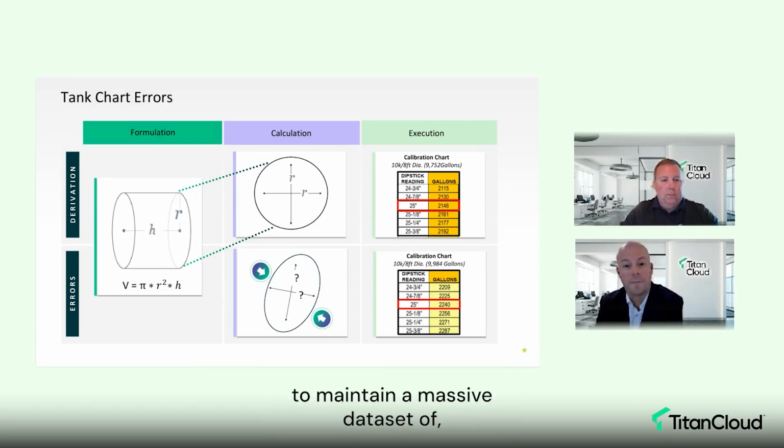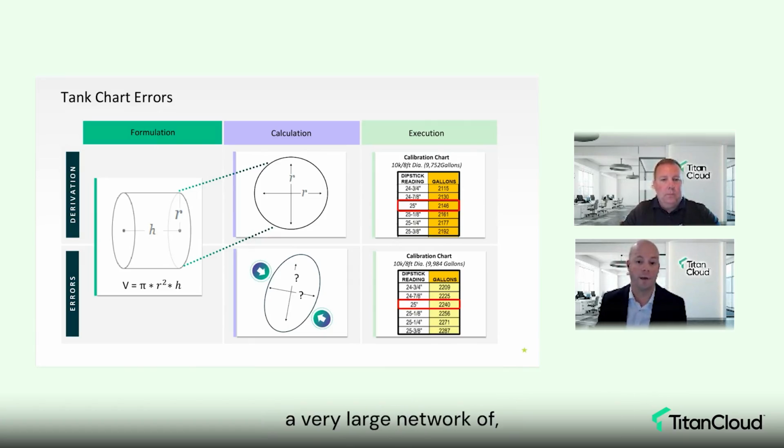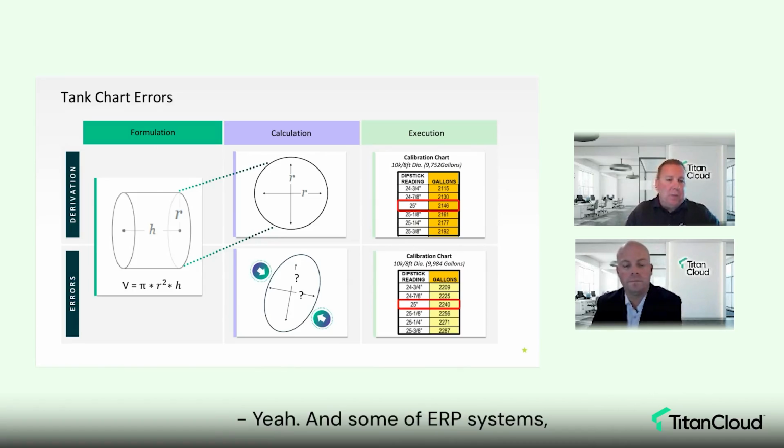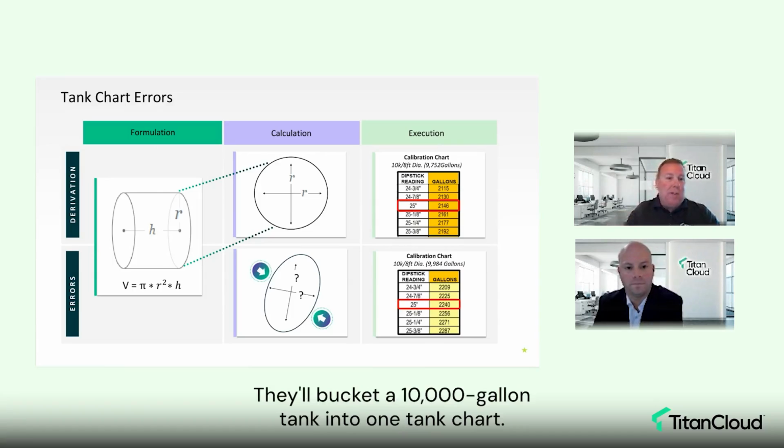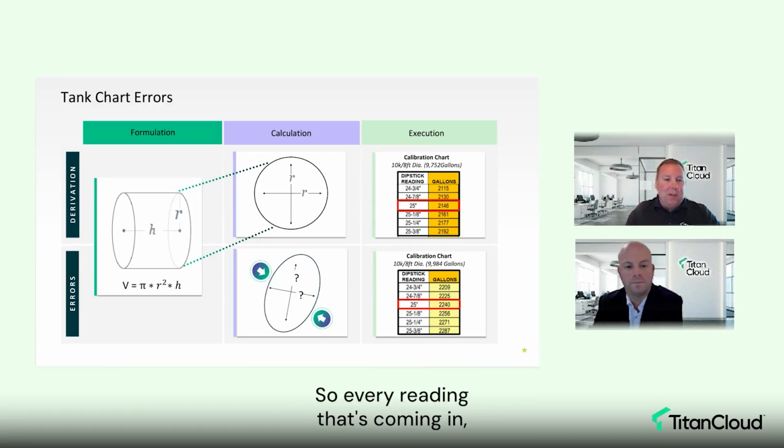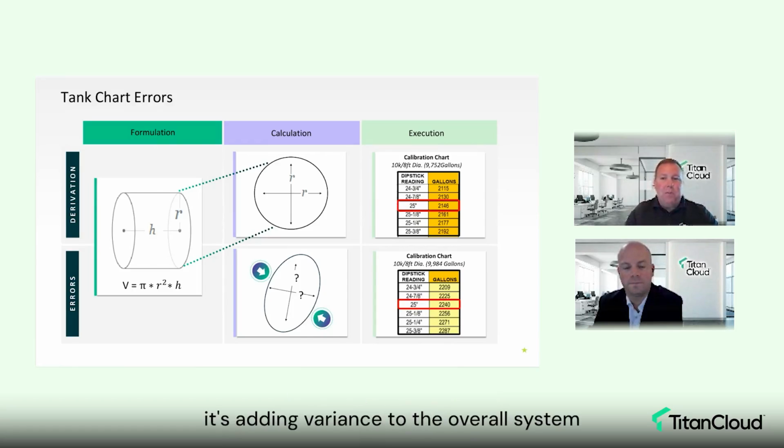And it's a very difficult thing to maintain a master data set of a very large network: what are all my tank capacities, what are all my tank diameters, am I confident with that data set, as you mentioned, Brett? Yeah, and some ERP systems, what I've seen historically, don't give you the ability to track every single individual tank configuration, right? They'll bucket a 10,000 gallon tank into one tank chart. So every reading that's coming in, if it's not the right tank chart, is adding variance to the overall system and driving additional costs that really don't need to be there.